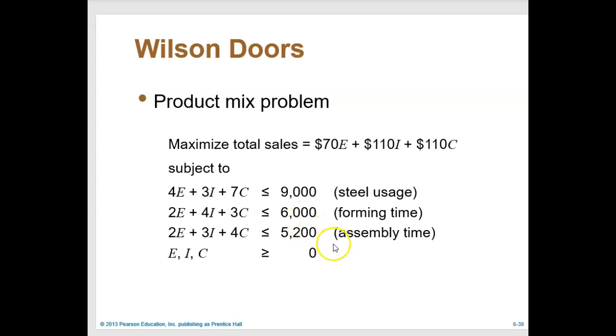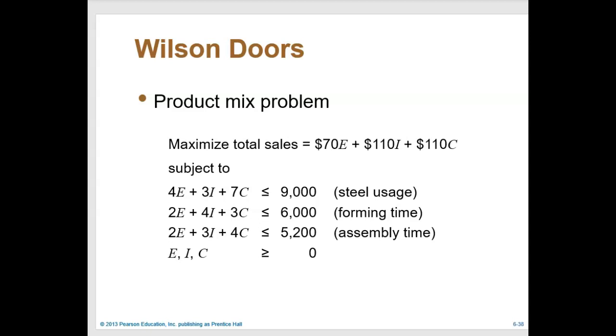However, once you look at the solution, let's assume that Wilson, the Chief Executive Officer of the company, is not happy with this LP solution because it generates no sales from commercial doors. In contrast, exterior doors generate most of the revenue.